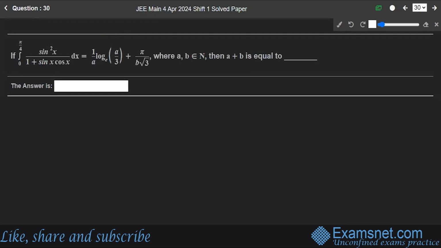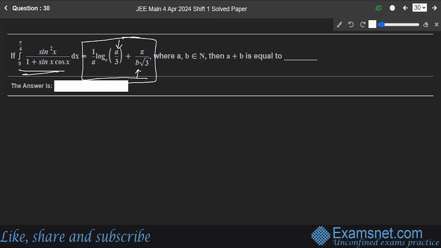Question number 30. If the integral from 0 to pi by 4 of this expression is equal to this, where a and b belong to natural numbers, then what is a plus b equal to? So basically in the question, you have to find out the value of a and b, and that can be done by solving the LHS, and then I will equate that LHS to this equation.